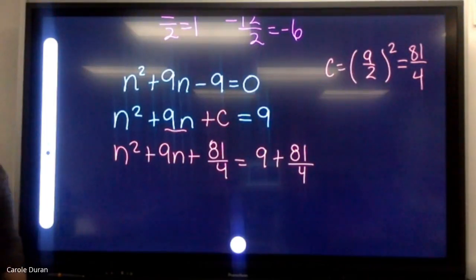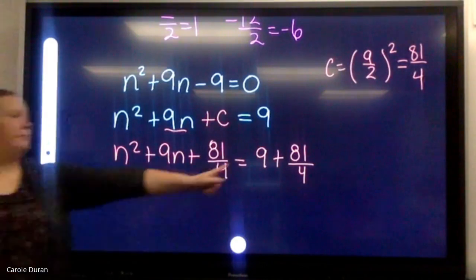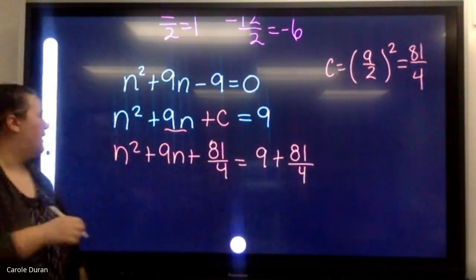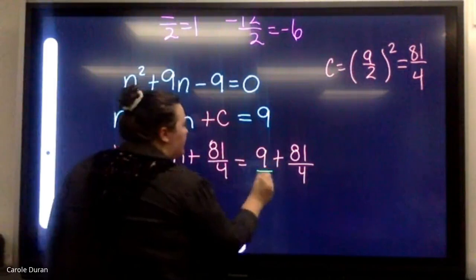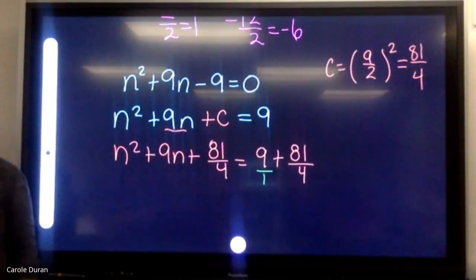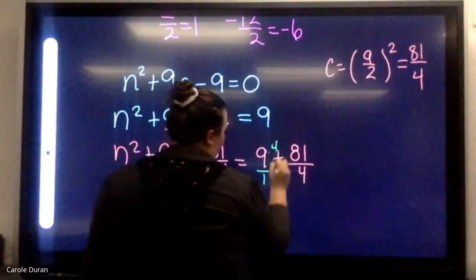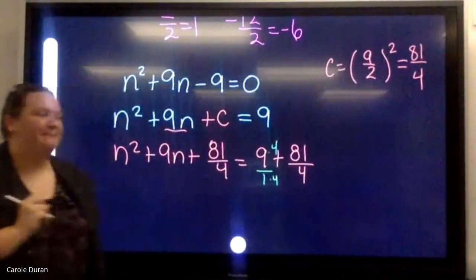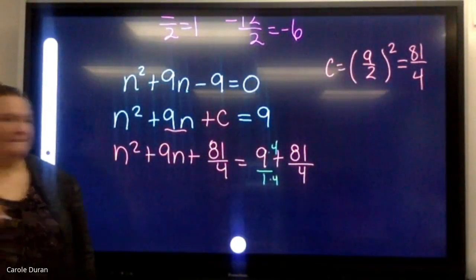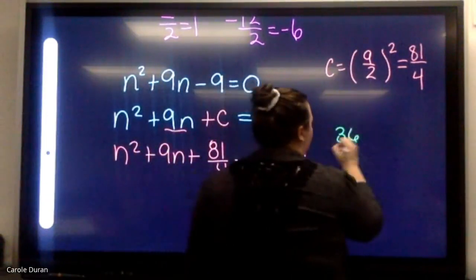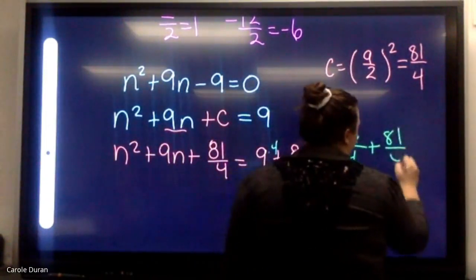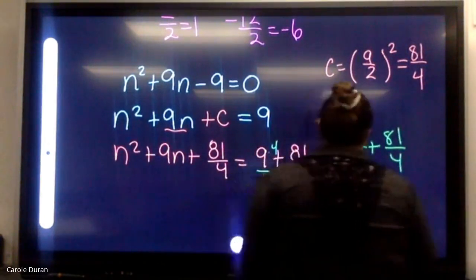Before I can factor the left-hand side, I need to simplify the right-hand side first. Can I put those two values together the way they are? No, because one's a whole number and one's a fraction over 4. So what I need to do is manipulate this whole number so that it is a fraction over 4. So multiply the top and bottom by 4. Good job, Cole. And that leaves me with what? Okay, so I have 36 over 4 plus 81 over 4, which is 117 over 4.